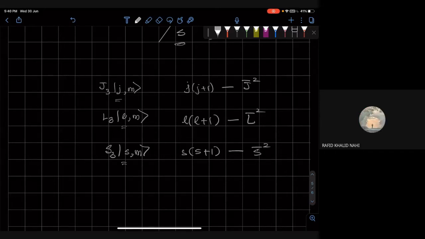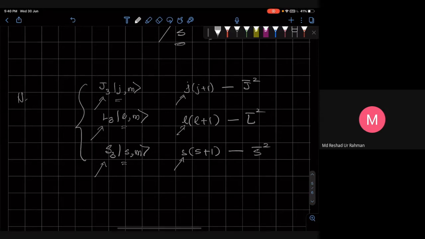Sir, what is the difference between J3 and L3? There's nothing. They have the same kind of values, but in the context, L is used to denote orbital angular momentum, S is used to denote spin angular momentum, and J is used to denote both. Both are the sum of both. Yeah, so it's usually the total angular momentum, right? Yeah, the total angular momentum. Okay, so this is just a notational point, okay?